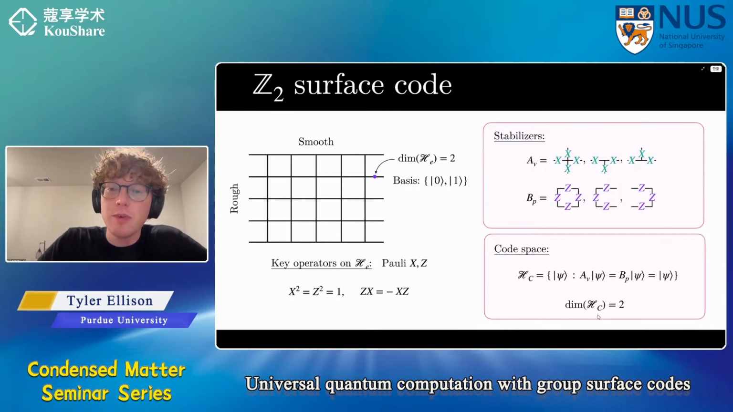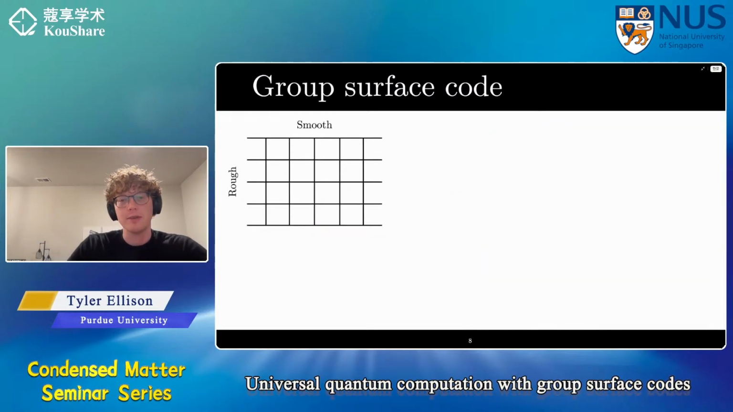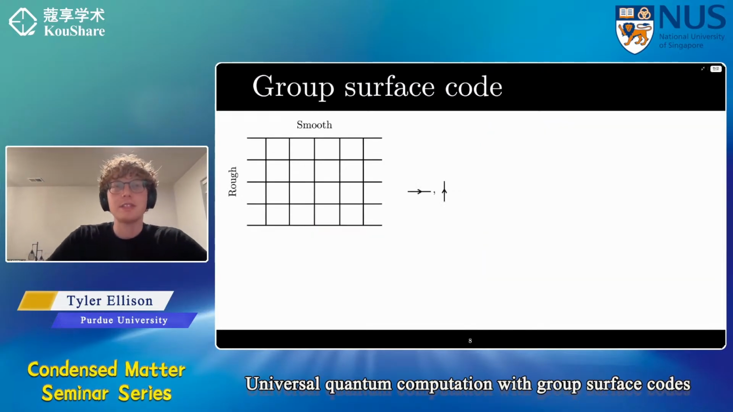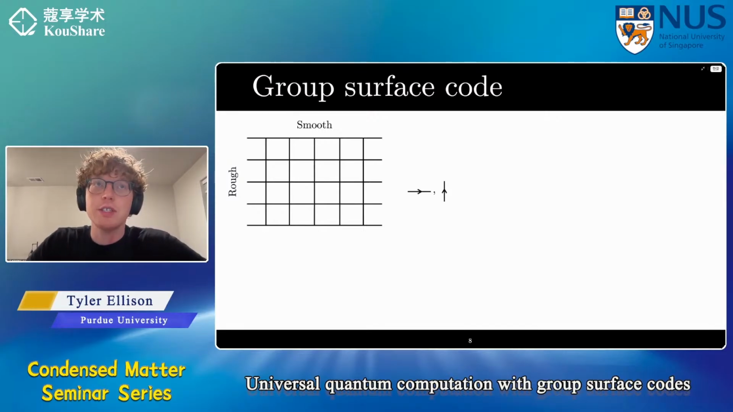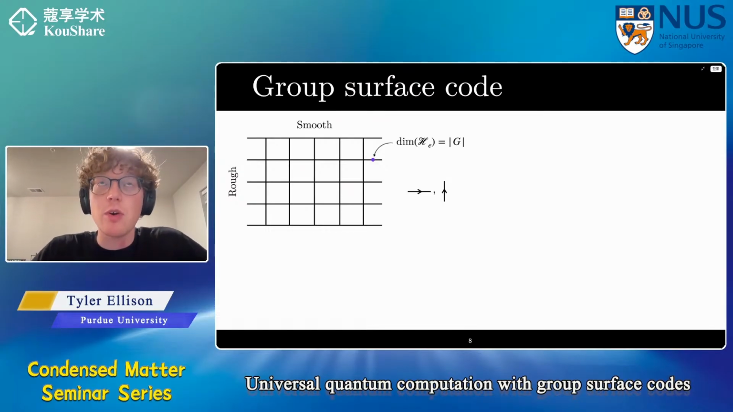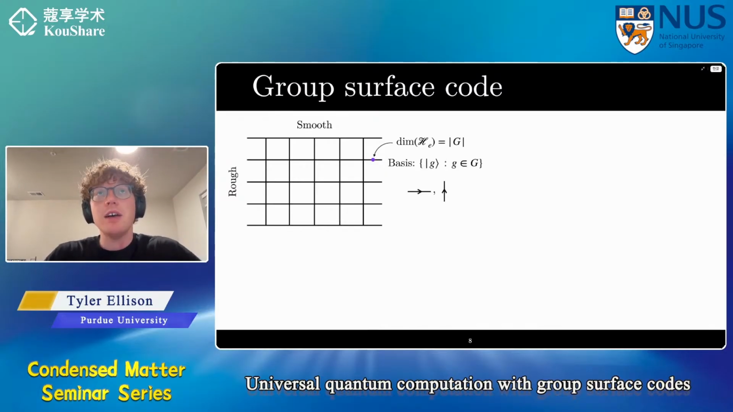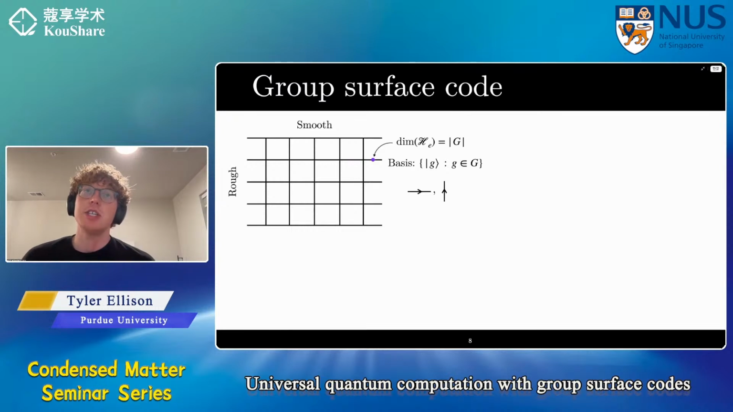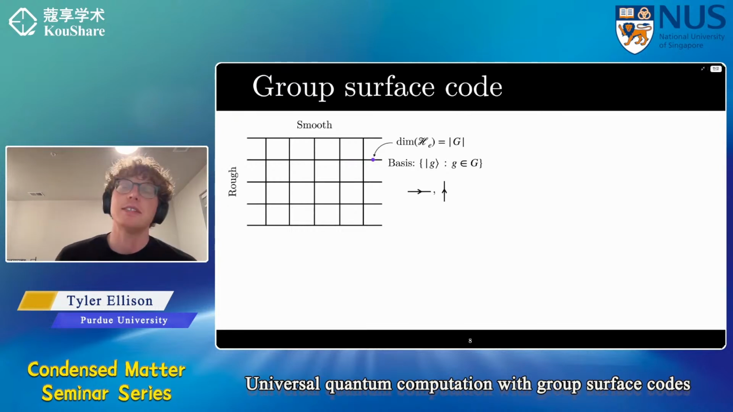Let me now move on to group surface codes. Again, we'll have rough and smooth boundary conditions. I'll implicitly assign an orientation to each of the edges. Horizontal edges are oriented to the right, vertical edges are oriented upwards. On each edge, we'll place a G-dimensional Hilbert space, where G is the order of the group. And because the Hilbert space has dimension G, we can label a basis by the elements of G.